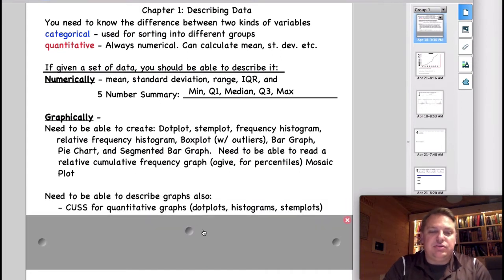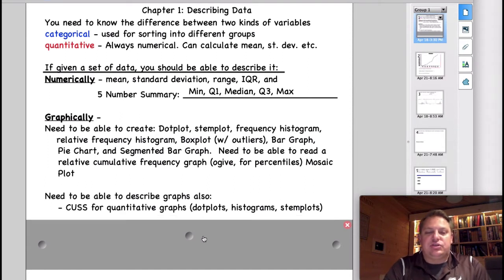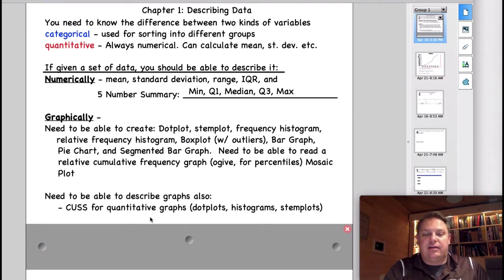You also need to be able to describe graphs. If they ask you to describe a graph or describe a set of data, there are different acronyms out there, but CUS is what we used if you're dealing with any sort of a quantitative graph. So a dot plot, a histogram, a stem plot, we're going to use CUS to describe the shape, and we'll look at a couple of those in a second.